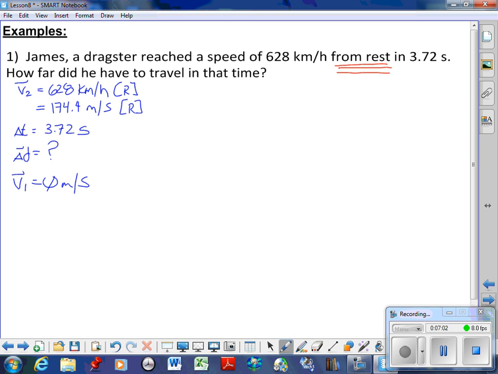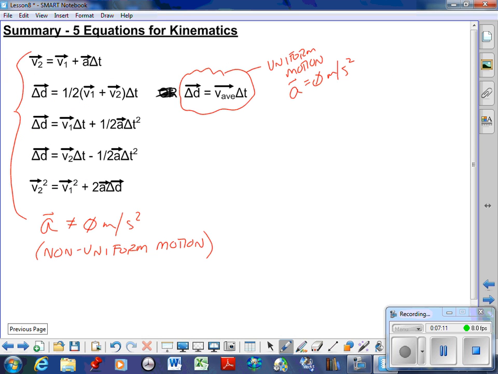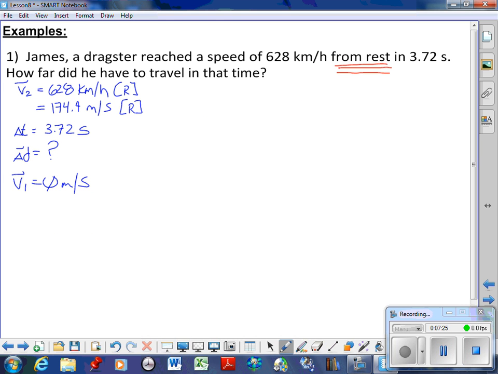Now I have 4 pieces of information. I have V1, V2, delta t. I'm looking for D. And as I said before, it's like decoding. You now know the 4 pieces you have, and you're looking for a 5th. So what do we want to find? You need to find that correct formula. In this case, this one right here has a V1, a V2, and a time. So we're all set to go. That means we'd be using delta D equals 1/2 delta t (V1 plus V2).